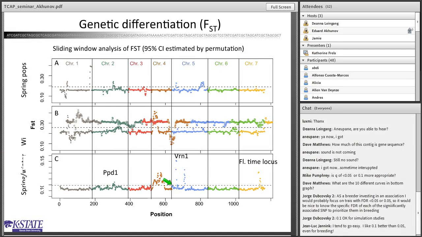But when you look at, for example, the top graph, where we compared only spring wheat populations, you may see that we have peaks on different chromosomes, and these peaks are quite different from what you can see in the comparison of spring and winter wheat populations. This can be regions of the wheat genome that contain alleles that were specifically selected in one or another spring wheat breeding program.